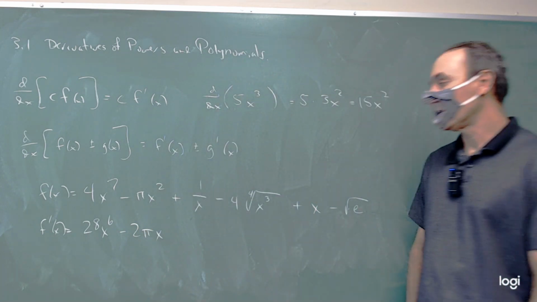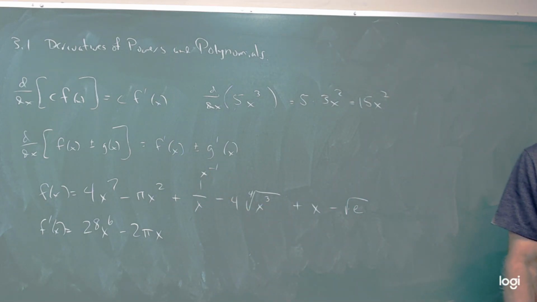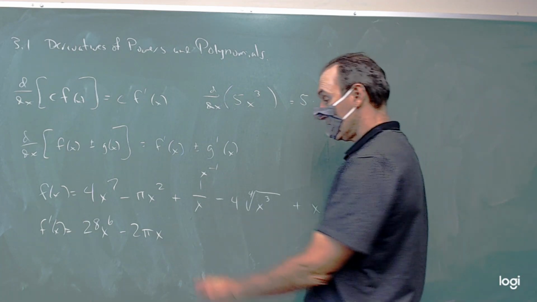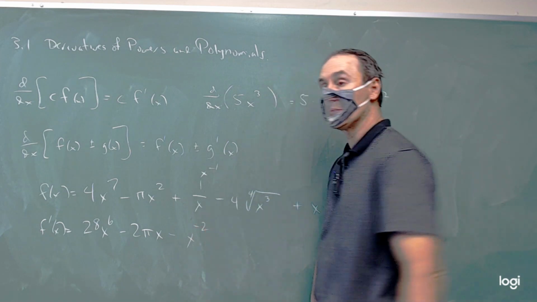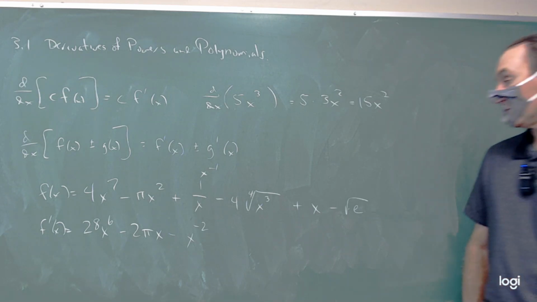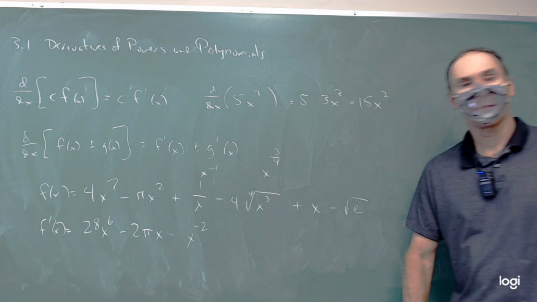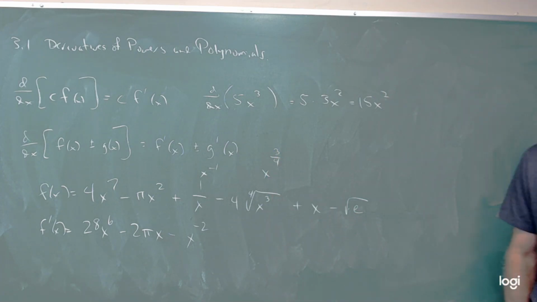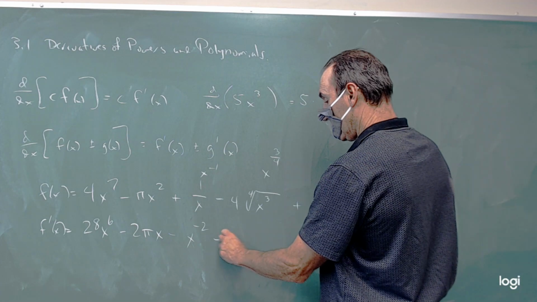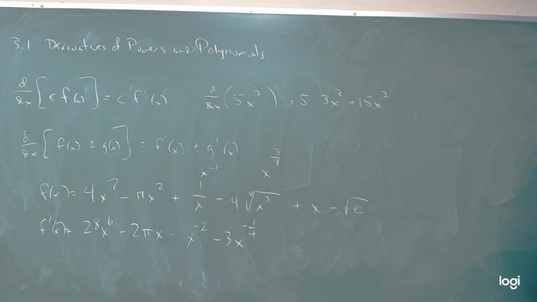We're thinking of 1 over x as x to the negative 1 for derivative purposes, so its derivative is going to be negative x to the negative 2, just using our power rule. Is that okay? We're going to think of the fourth root of x to the third as x to the 3/4. So the derivative of a minus 4 x to the 3/4 is going to be minus 3x to the negative 1/4.